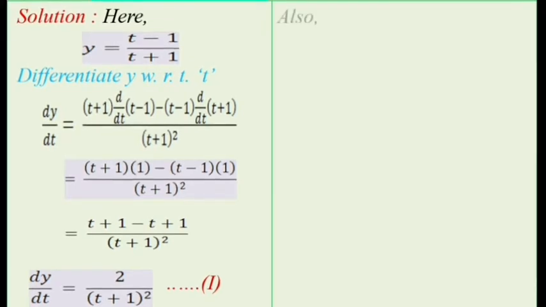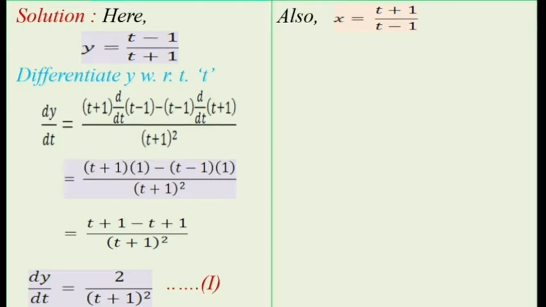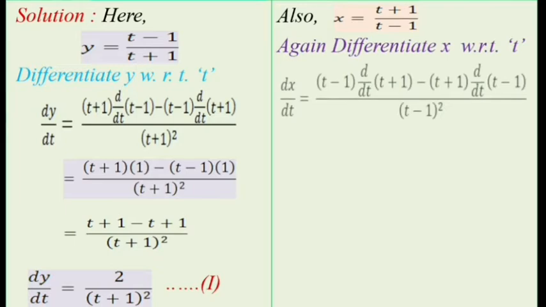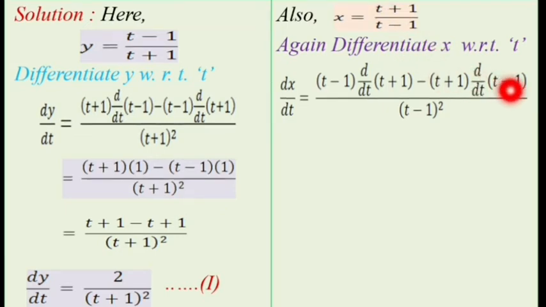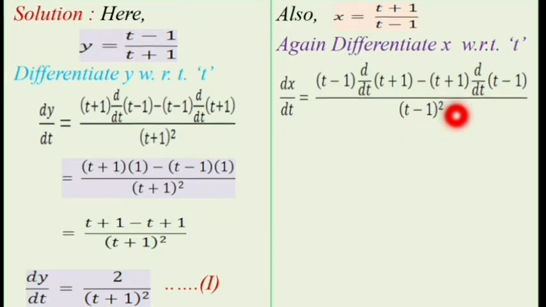Now take the first function, that is x equals (t + 1) upon (t − 1). Similarly here, take the derivative of x with respect to t, and therefore dx/dt equals, here again the same formula, the quotient rule: denominator (t − 1) into derivative of numerator (t + 1), minus numerator (t + 1) into derivative of denominator (t − 1), whole divided by denominator square, that is (t − 1) whole square.